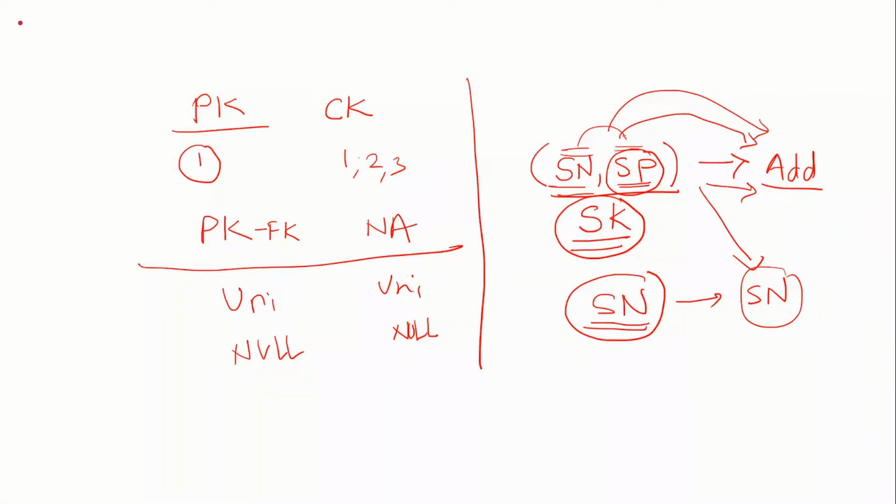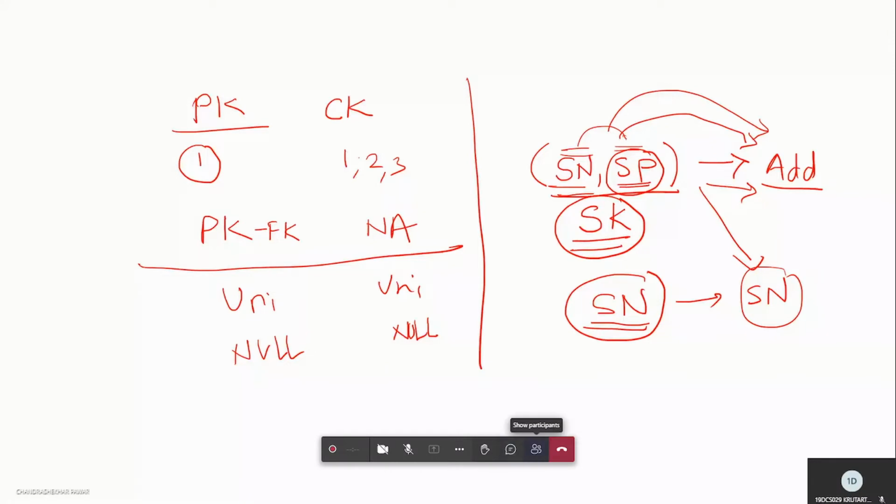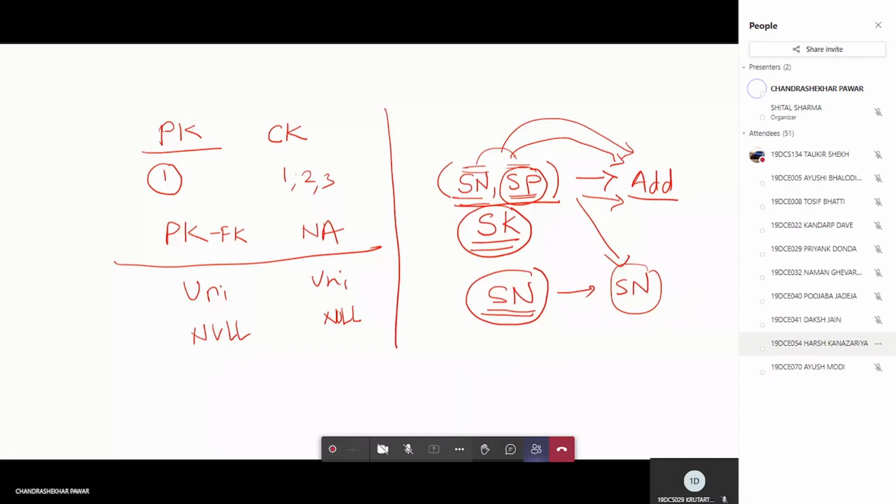Clear? So it is always going to refer to a primary key of another table. And we know that there is only one primary key in a table, but more than one foreign key can be allowed within a table.